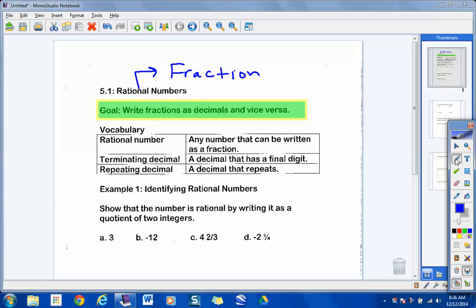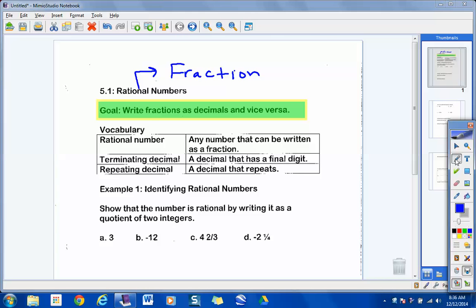Yeah, terminating decimal right here. How about a volunteer to read what this is? Go, Anna. A decimal that has a final digit. So basically, that last digit is the end of it. All right? And we'll talk about what that means in a second. What does it say about a repeating decimal? Mason knows. A decimal that repeats. Thanks, Mason.